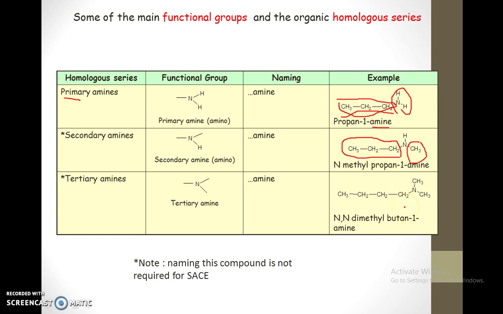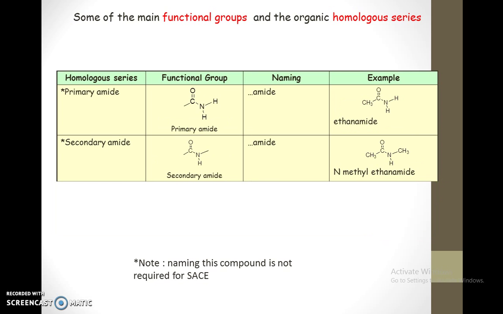And tertiary amines means there's no hydrogen attached to the amine group, and there are 3 alkyl groups, 1, 2, and 3. As usual, we'll use the PPS. Amine, butane is the longest carbon chain, and 2 similar methyl. So N,N-dimethylbutane-1-amine. And so this is a homologous series for amide.